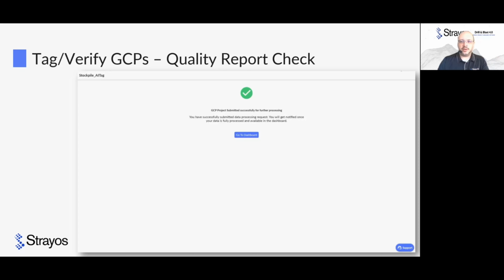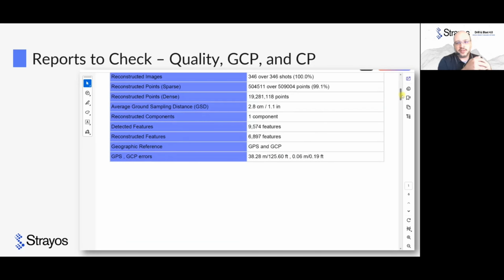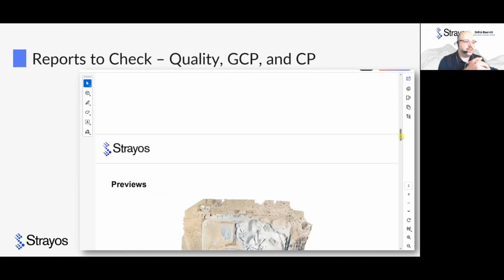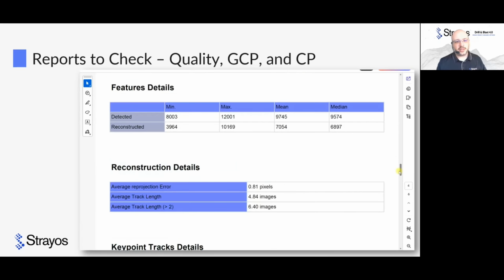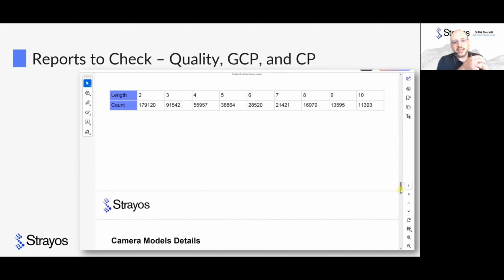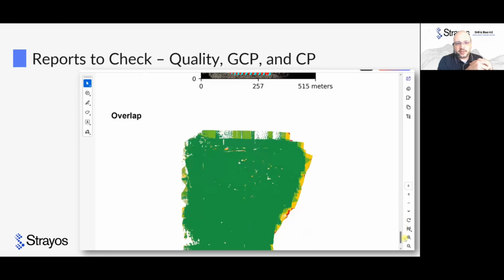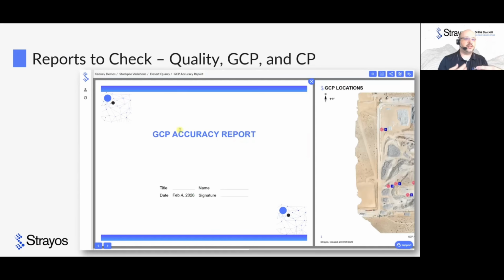Now, when your data engine finishes processing, I highly recommend you take a look at the quality report. You can download this. It'll go through a lot of the different information here on some of the error information, give you an idea of what the site looks like, the digital surface model, some of your key point tracking details, camera information. But really what I start to look at is this overlap. I like to make sure everything's nice and dark green. It's a good quick check that's in there.